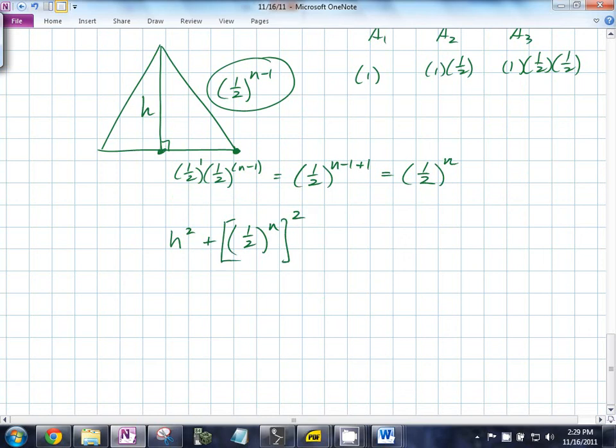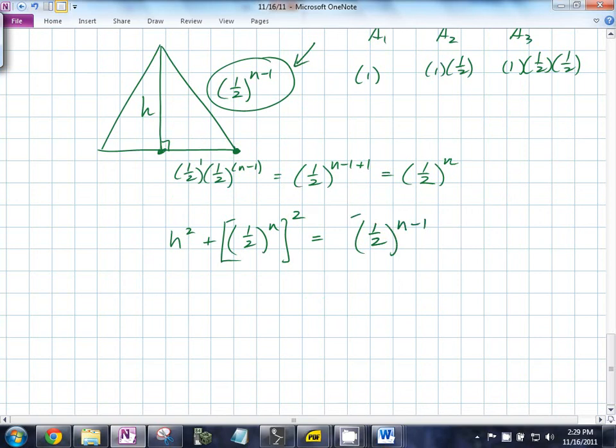Oh, I thought it would be base squared plus that squared equals the hypotenuse squared. So what's the hypotenuse? It would be 1/2 to the n minus 1. What power? To the 2. So we need to simplify this very carefully.